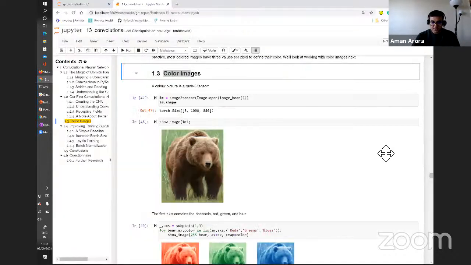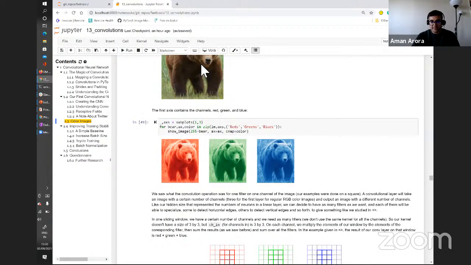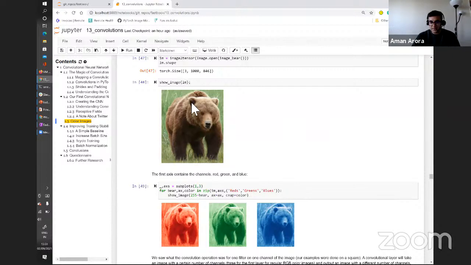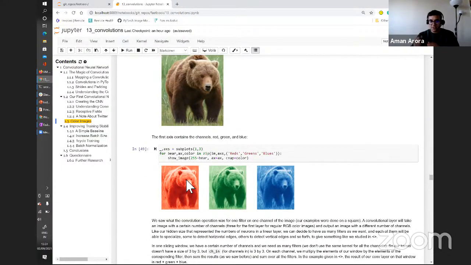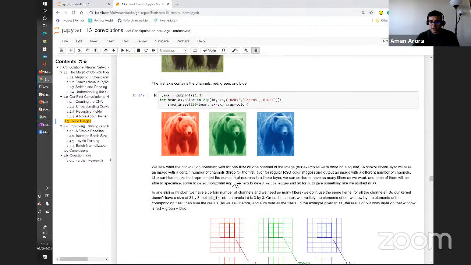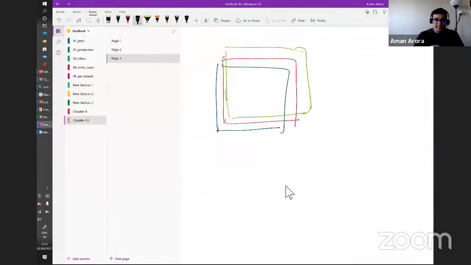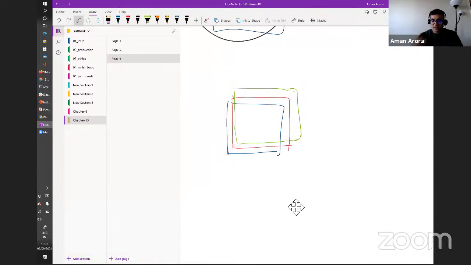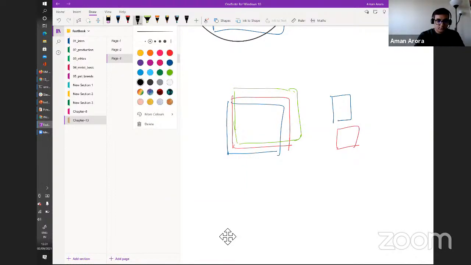The only difference that you'll see is that every image consists of 3 channels, red, green, and blue. And in your kernel, you define your input number of channels as 3. So instead of having a single channel kernel, you have a 3-channel kernel: 1 channel for blue, 1 channel for red, and 1 channel for green.